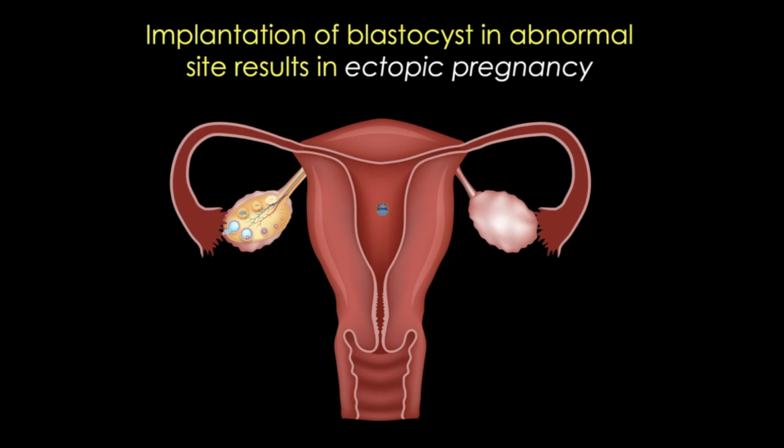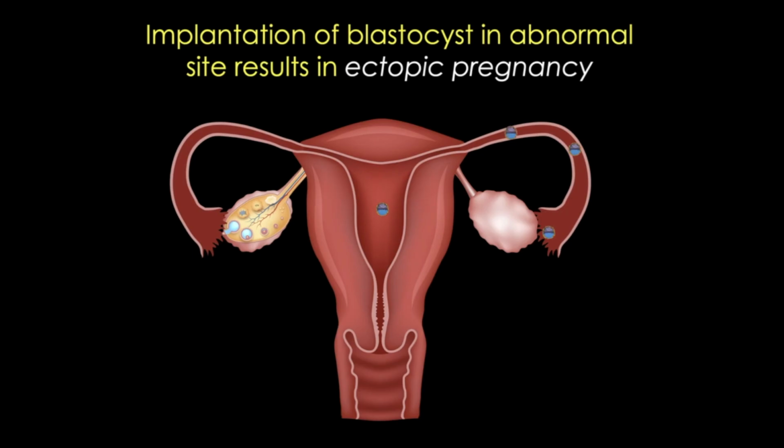The most common place for an ectopic pregnancy is in the uterine tube or oviduct in the region called the ampulla, which is where fertilization takes place most often. So 90% of ectopic pregnancies arise in the ampulla, and that's why ectopic pregnancies are often called tubal pregnancies.